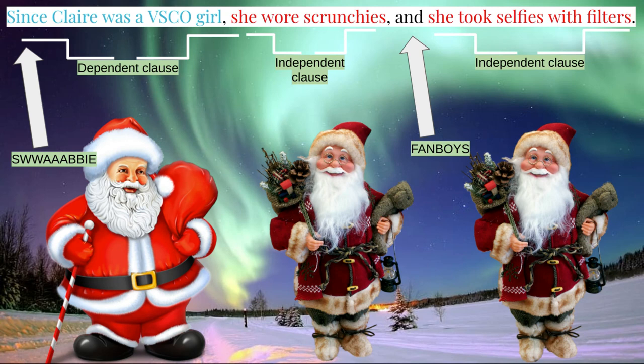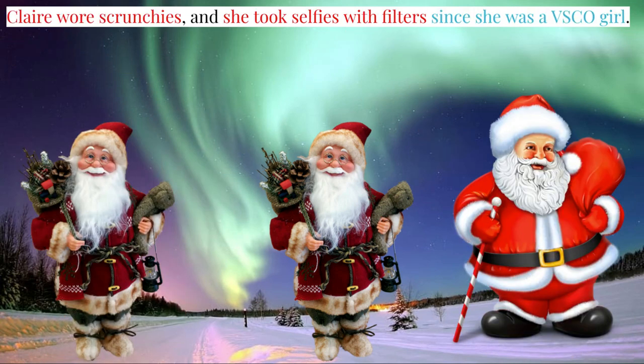Now, like I said earlier, as long as you're following the rules of grammar, you can flip-flop those around in different orders. So, same clauses here, just in different order. Claire wore scrunchies, and she took selfies with filters since she was a VSCO girl. So go ahead, identify where are the two independent clauses at, and where is your dependent clause.